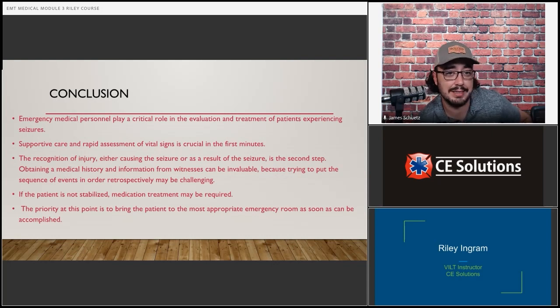If the patient is not stabilized, medication treatment may be required, and we got into that, the rectal gel. But you guys, as EMT providers, as BLS providers, kind of got your hands tied as far as how we can treat these, right? Other than supportive care, the primary priority at this point is to bring the patient to the most appropriate emergency room as soon as that can be accomplished.